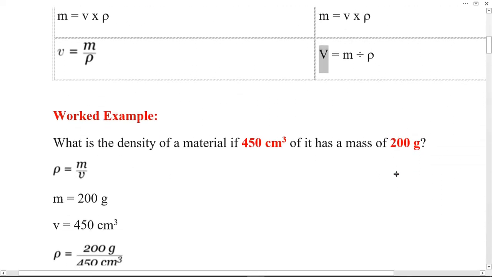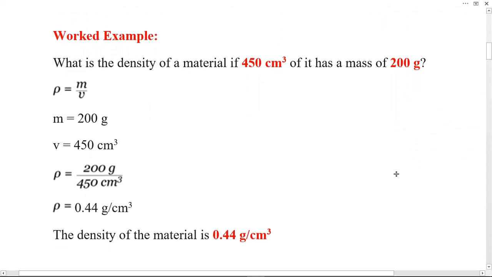Now let's move to the worked example. It will make things clearer for you. For example, here they're asking what's the density of the material if the volume, now this is a volume. How will you know this is a volume? Because you will see the unit. If the unit is cubic centimeter or centimeter cube or meter cube or millimeter cube, it means it's volume. Once again, if you find the unit in cubes, whatever, this is the volume.